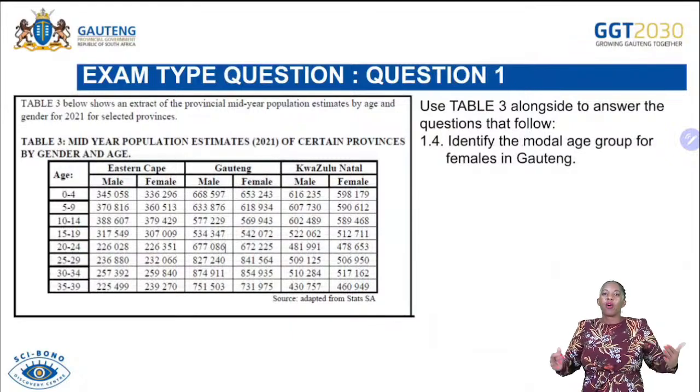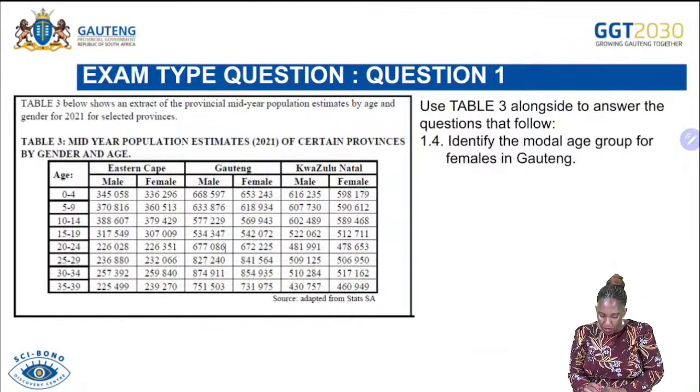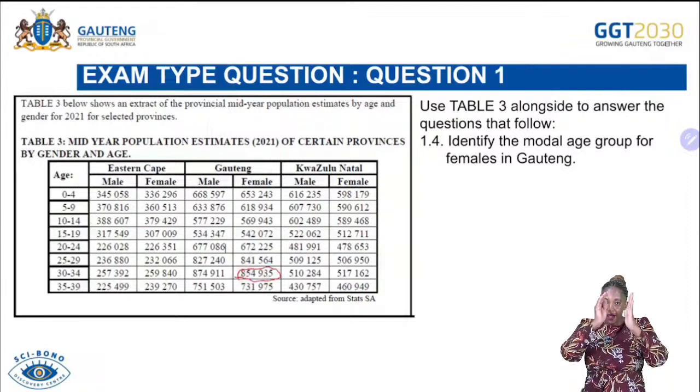But which number is more than any other number, the biggest number in the data set? Now, when you look at this one, 653,243, 618,934, 569,943, 542,072. So now, when you go through this one, 854,935. Now here, I have done what?